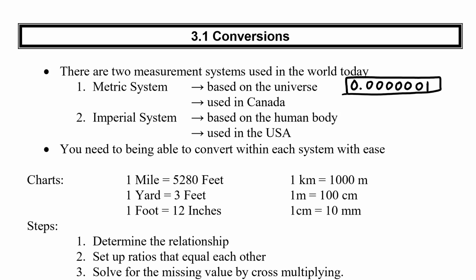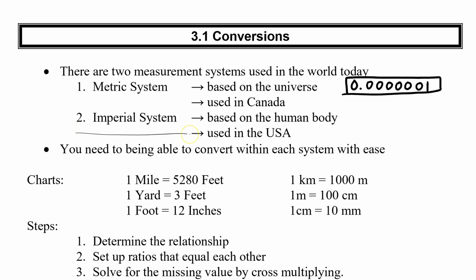If you'll notice here, 1 kilometer equals 1,000 meters, 1 meter equals 100 centimeters, 1 centimeter equals 10 millimeters. It's all based on 10. It kind of helps with calculations of those kinds of units.